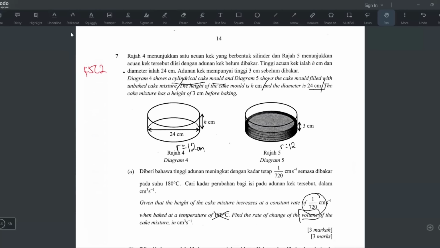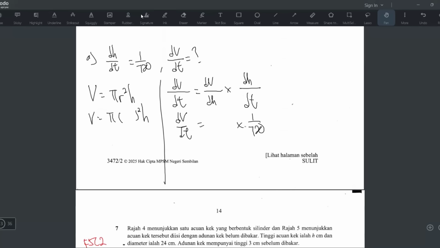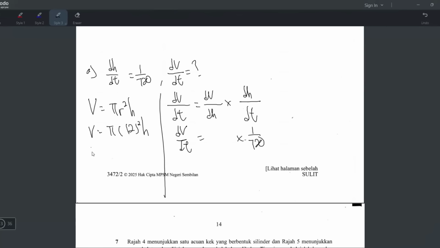Alright, do you realize the R is actually 12? Before heat up also 12, after heat up also 12. The 12 actually never changed. It's like a constant. It never changed. That means the R can be substituted with 12. So you get V equals 144 pi H. Now you differentiate dV dH, you get 144 pi. And since after differentiating you have no H already, then we don't have to substitute the H also, because after differentiating the H is gone already. So done already lah. That one goes in here.